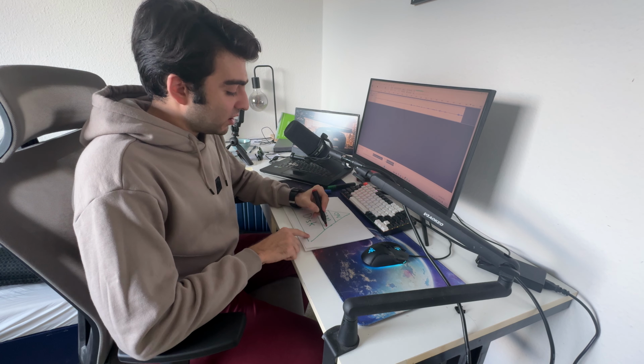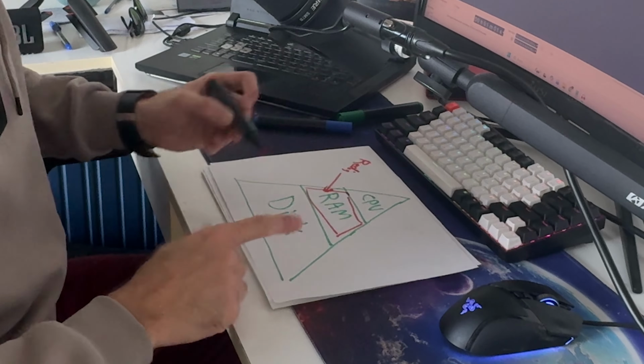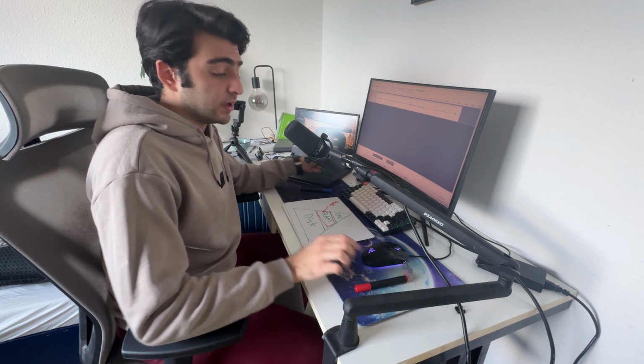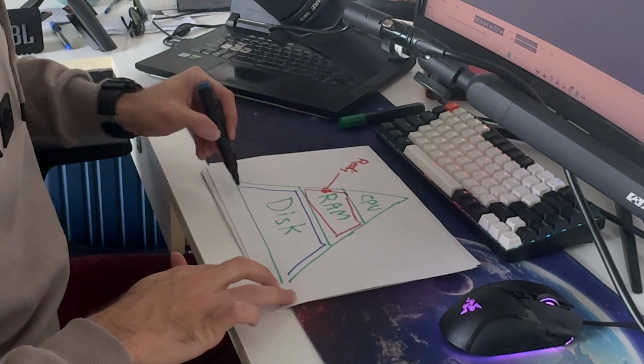Redis stores data on the RAM of the server, and a database stores data on disk.